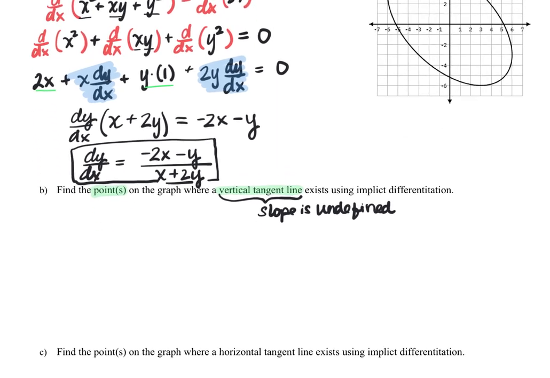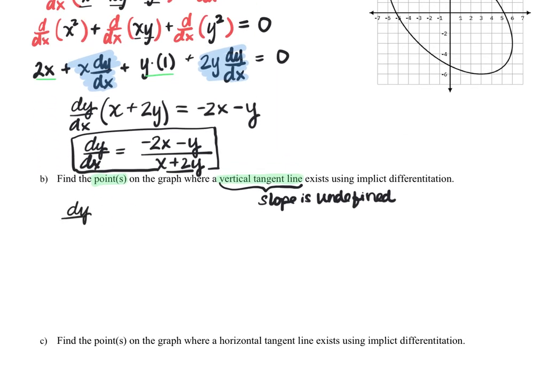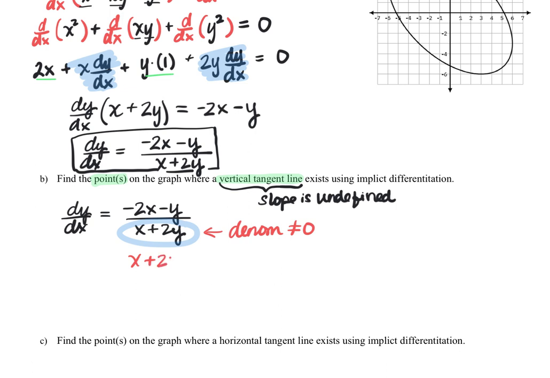So a vertical tangent line means the slope would be undefined. If we take our derivative from part A, dy/dx is equal to negative 2x minus y, all divided by x plus 2y. And we're wondering where this derivative might be undefined, since the derivative, remember, is the slope. We know that would only happen when the denominator was equal to 0. So if we set the denominator equal to 0, because we know that division by 0 is undefined, then we'll have x plus 2y is equal to 0.